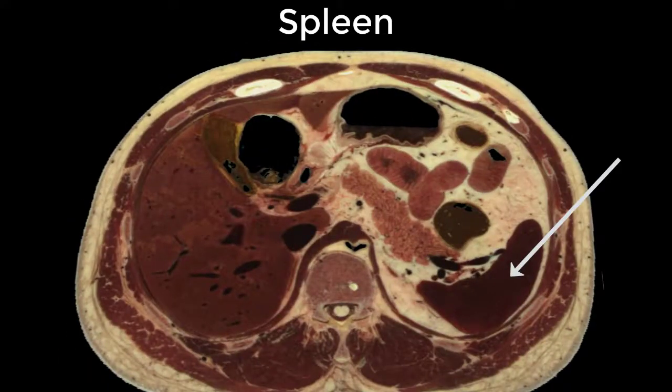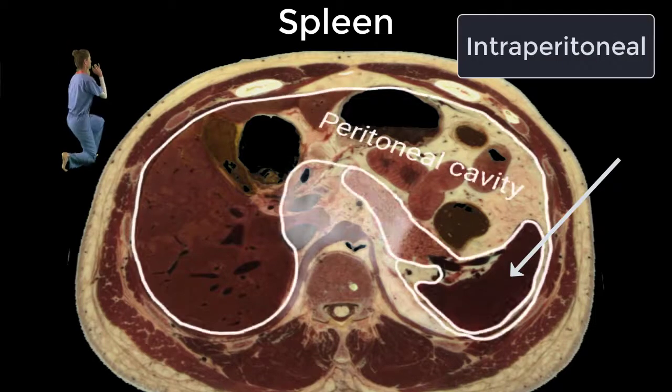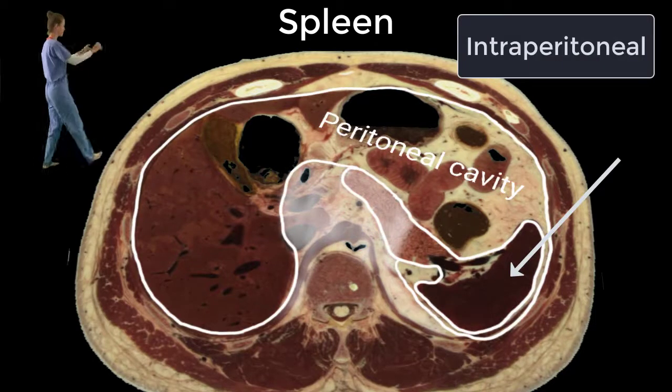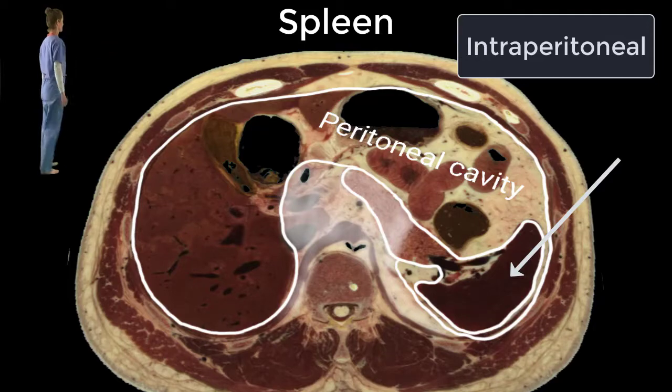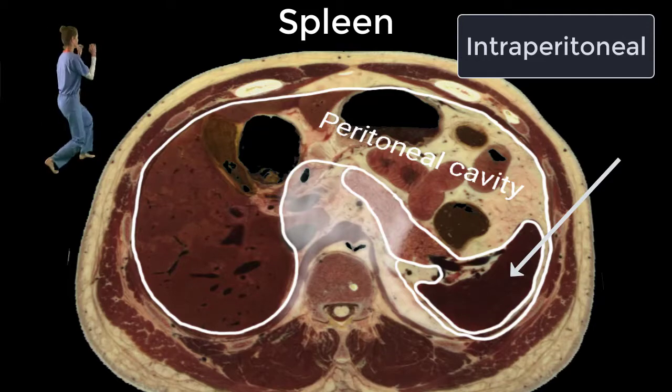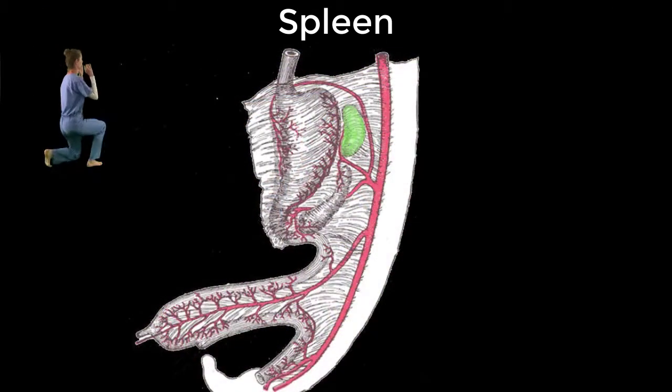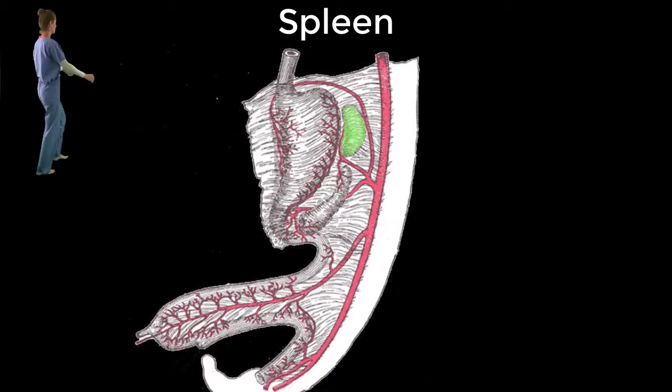Spleen. The spleen is an intraperitoneal organ. Wait a minute, the spleen doesn't assist with digestion? True, but it was derived from the gut tube and developed within the dorsal mesogastrium.